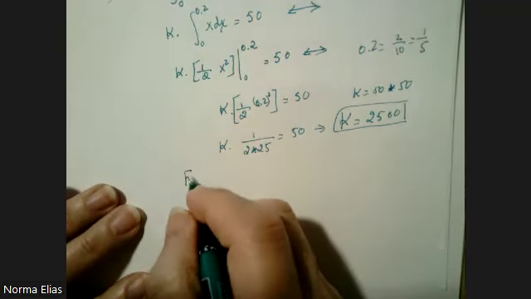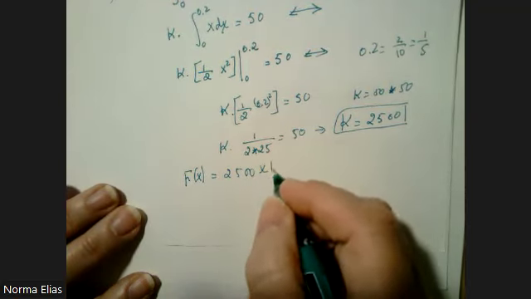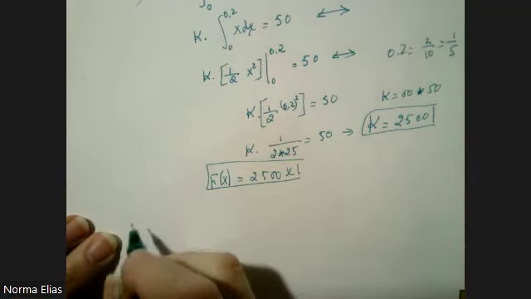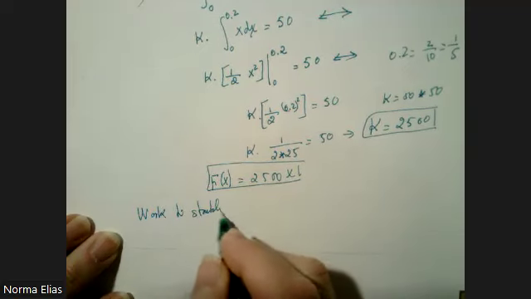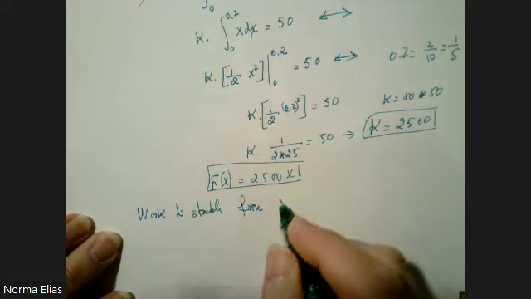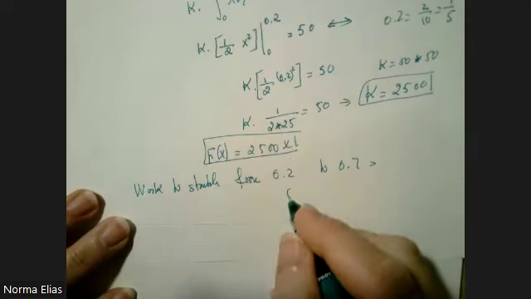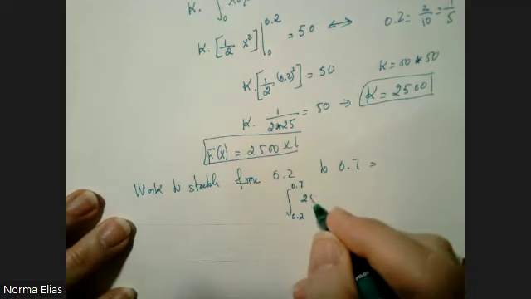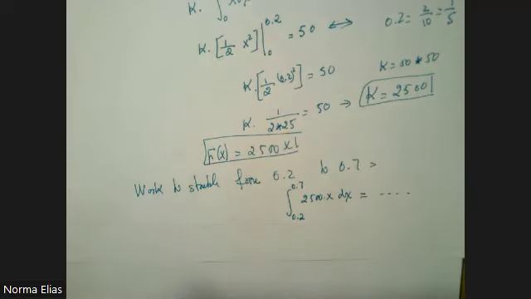So the force is 2,500 x. Now I have a formula for the force. Now I can find anything. So the work to stretch from 0.2 to 0.7 is the integral from 0.2 to 0.7 of 2,500 x dx. And now you find that answer. Okay?